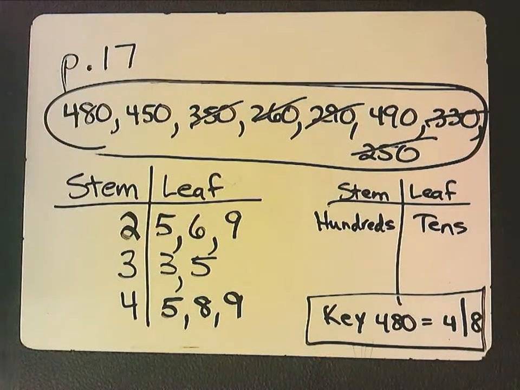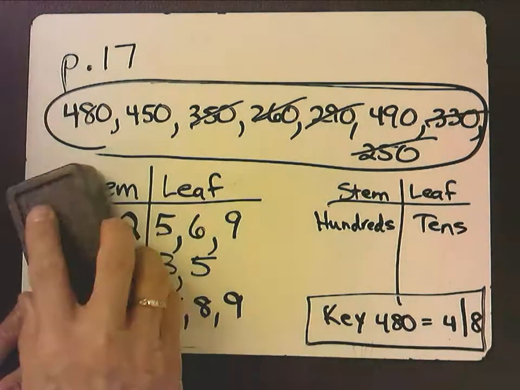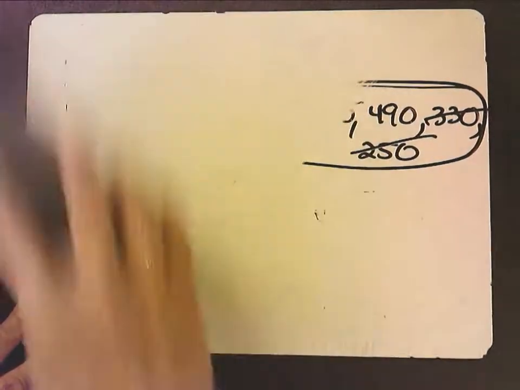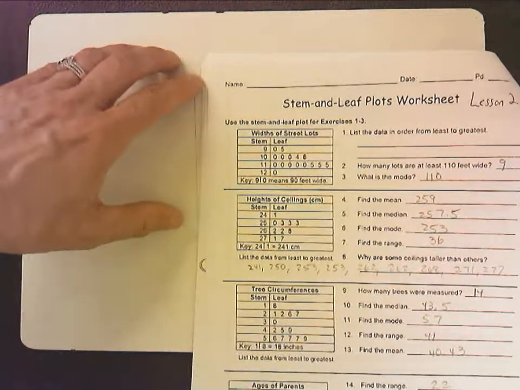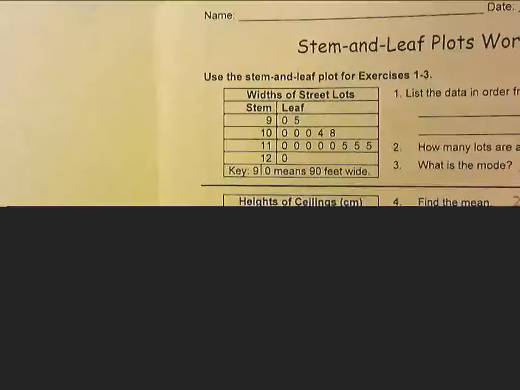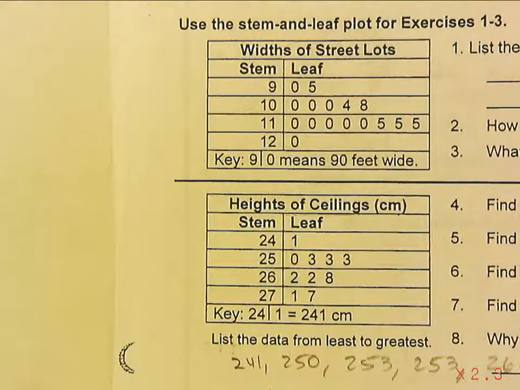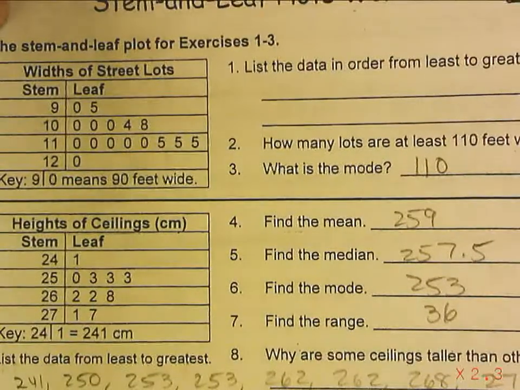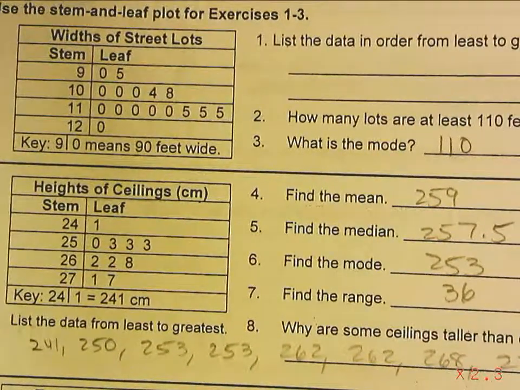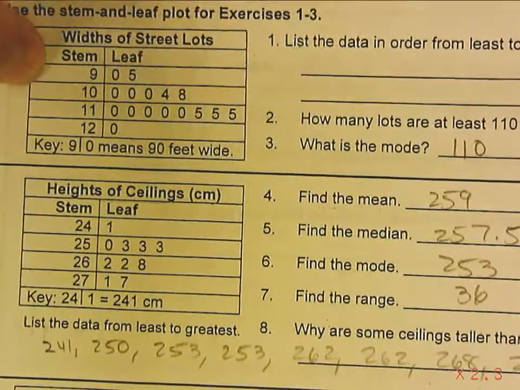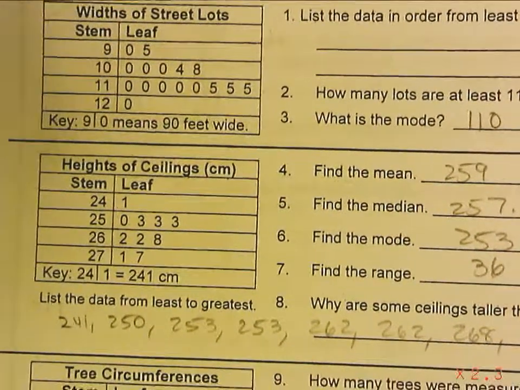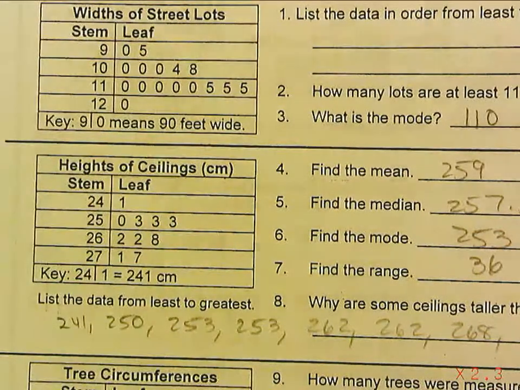So now this is setting one up, and I will have you set one up in your homework, but more importantly, we're going to turn to page 18, and I want you to be able to interpret a stem and leaf plot if you're given one. So if we look at page 18, and we're going to look at this one, I'm going to zoom in for you. Okay. So now they're asking us to list the data from least to greatest.